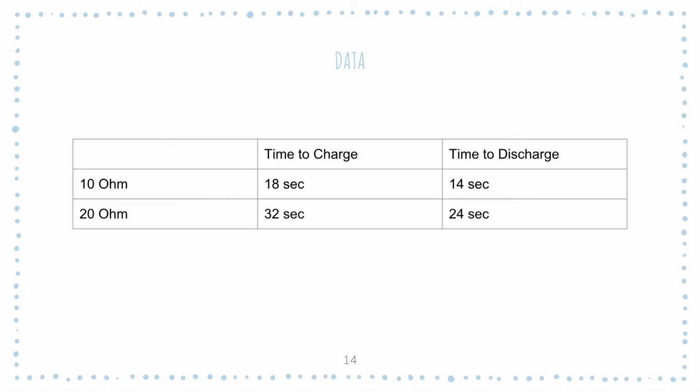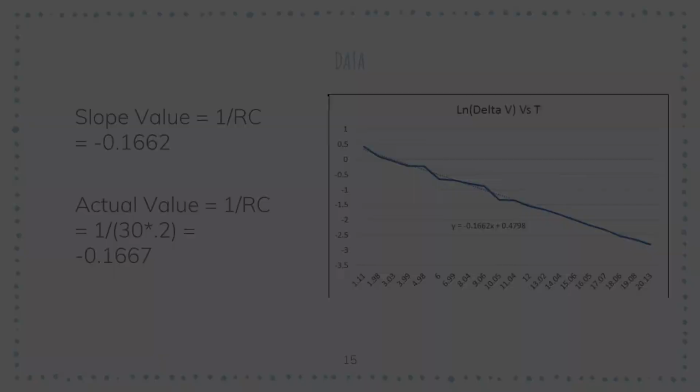Now moving on, we study the time that it takes each capacitor, the 10 and 20 ohms, to charge and discharge. It takes approximately 18 seconds to charge and 14 seconds to discharge the 10 ohm resistor, while it takes approximately 32 seconds to charge and 24 seconds to discharge the 20 ohm resistor.